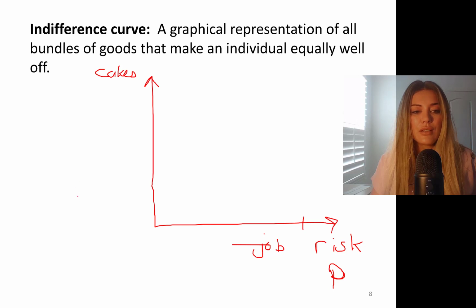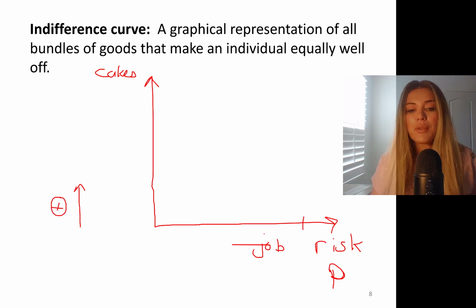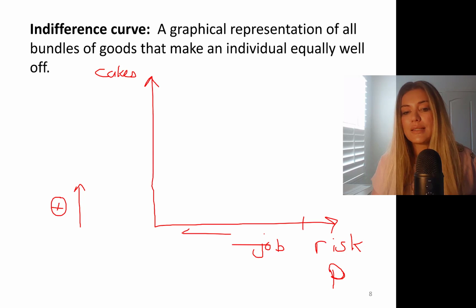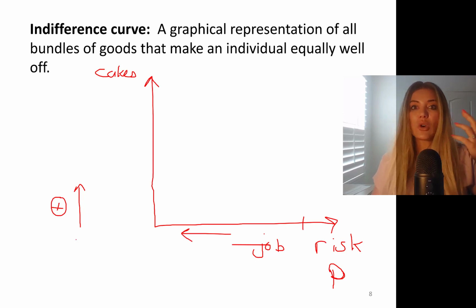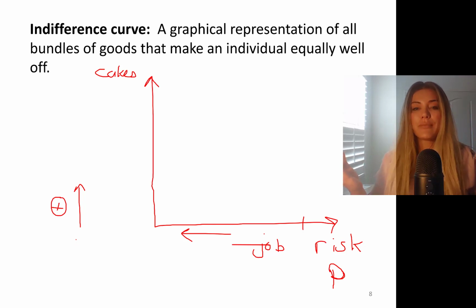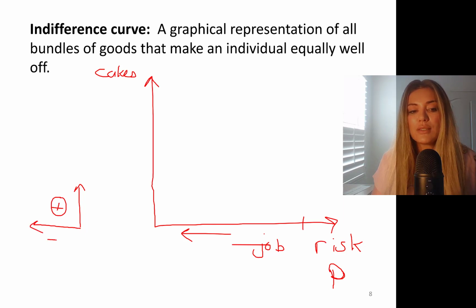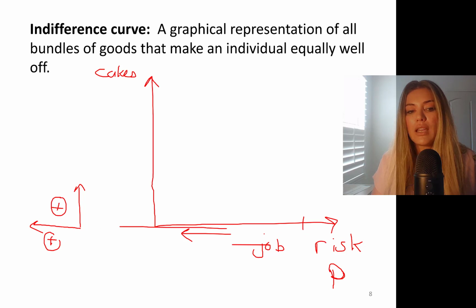Okay, so cakes: as I consume more cakes, I am happier, so positive in this direction. For job risk, I actually want to go towards 0. The higher the job risk, the lower my utility. This is like the probability of injury, okay? So I want to reduce my job risk, so my utility goes up as I move away from this maximum.